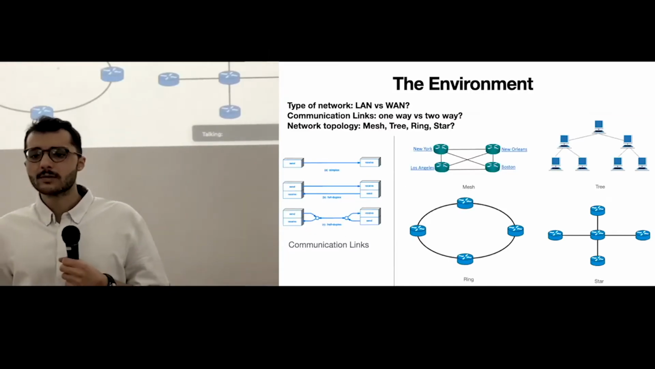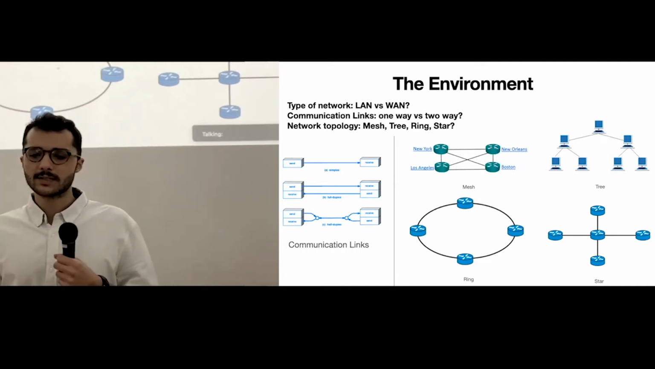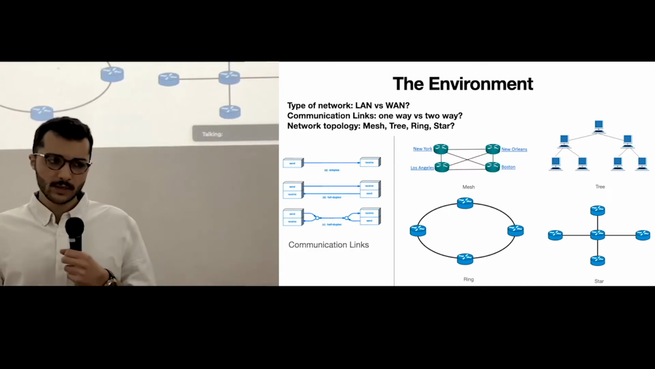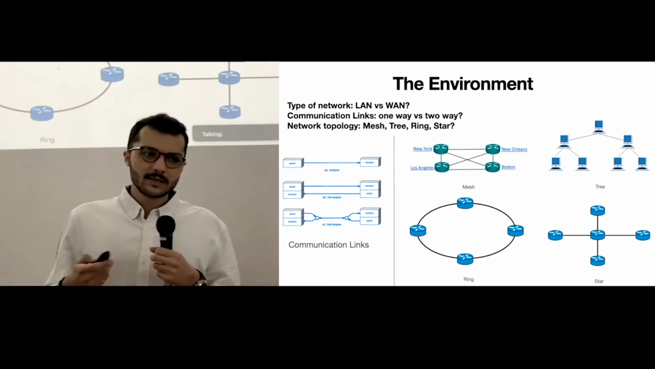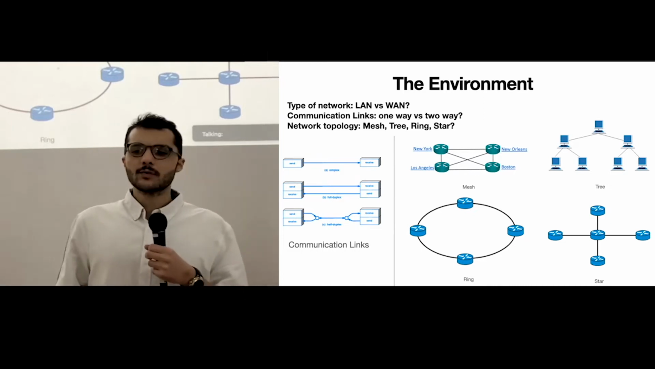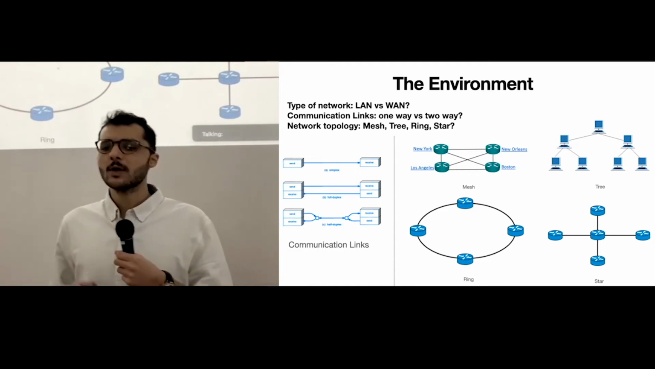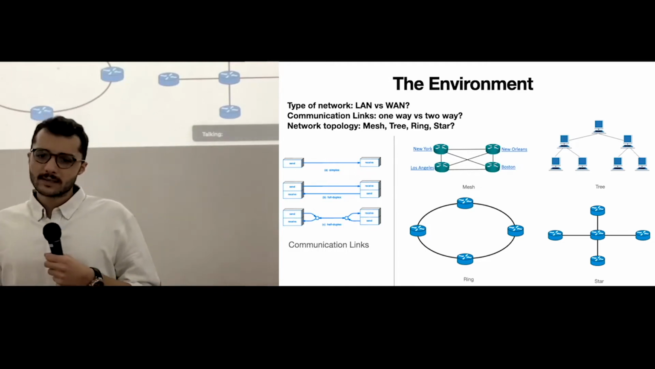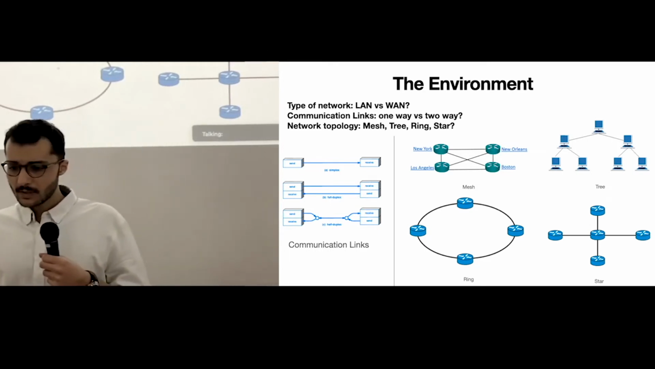So for the environment, before deciding how to build it, we first have to ask ourselves what kind of network we want to simulate. Is it a local area network? Is it a wide area network? What kind of communication links are we using? Are we using a one-way communication link or a two-way communication link? There are also different topologies: mesh, tree, ring, and star.